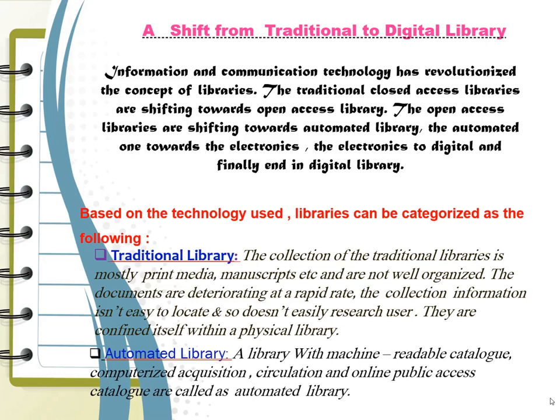The next type is the automated library. A library with machine readable catalogs, computerized acquisition, circulation, and an online public access catalog is called an automated library. In an automated library, all the procedures are computerized, and computer machines fulfill the tasks. You can issue a book through online reference, and the books can also be set up for a particular use with the help of computerization, and you can also access the catalogs of the books available in a library through online public access catalogs.